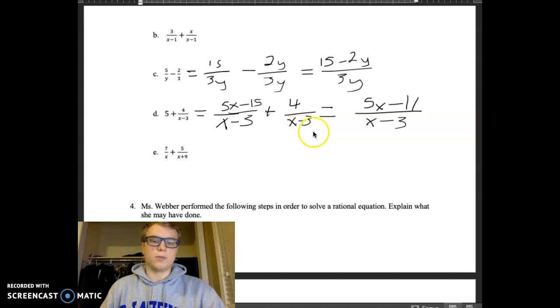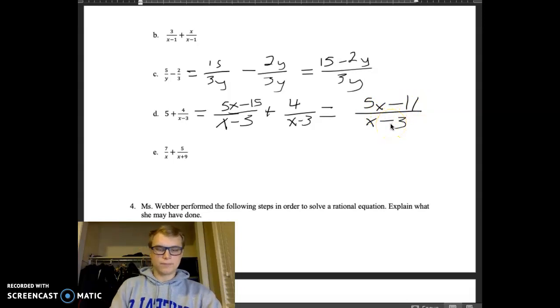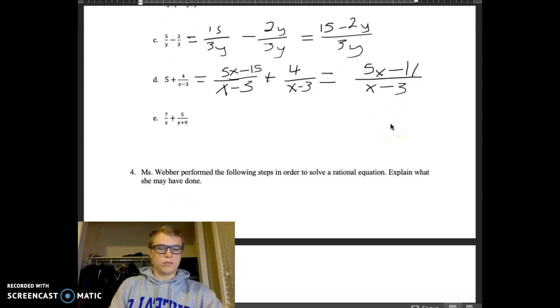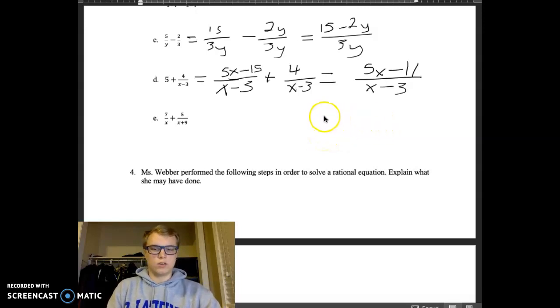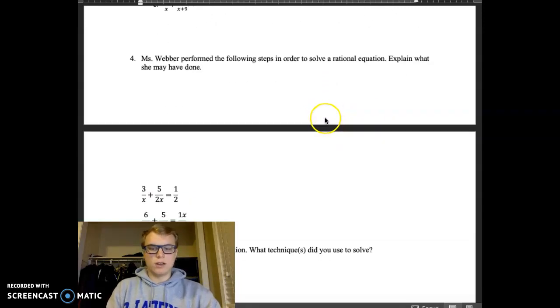And like we did before, do nothing to the bottom, just move it over. Now we do have like terms. We have 4 and negative 15. We can't do anything with the 4 and 5x. So just add 4 to negative 15, and we get 5x minus 11. Okay? Pretty simple. I don't think there's anything too crazy about this right now.